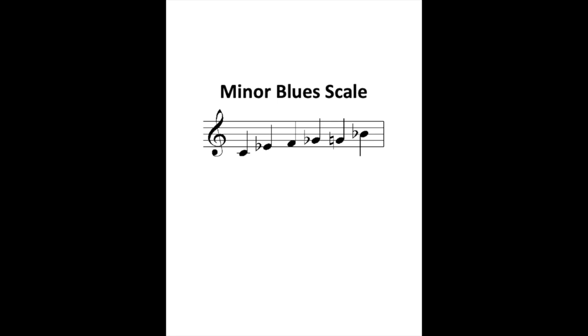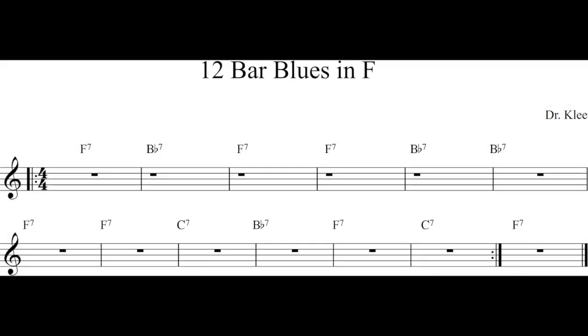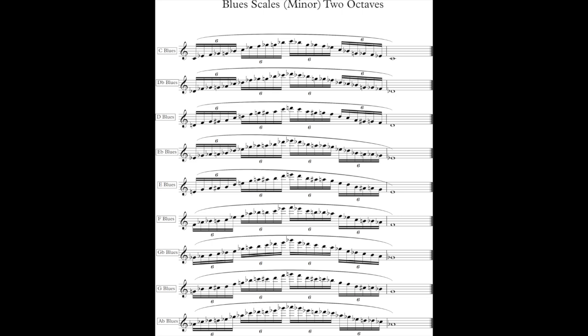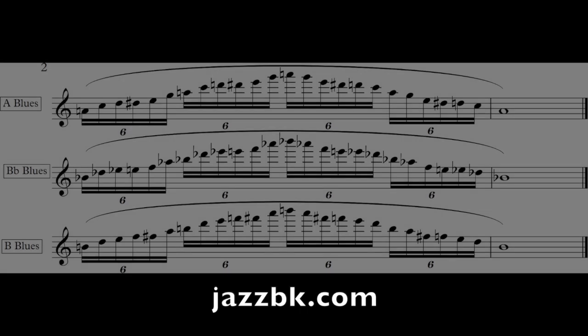Now let's look at the example. This is a basic 12-bar blues style song in F, as you can see. For the purpose of this book, I will focus on the minor blues scale. Now look at the blues scales coming up. I have included for you all the minor blues scales. You can also access all this at my website, jazzbook.com.